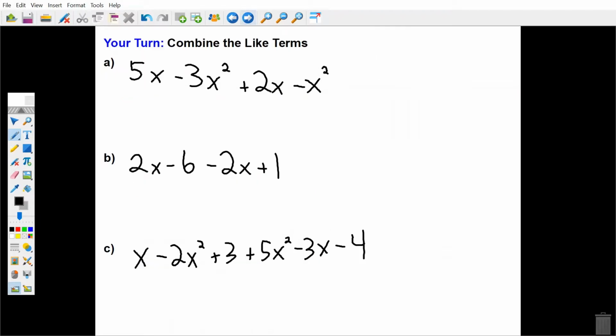Next, we've got a chance for you to give it a try. So please pause the video and attempt all of these on your own. When you come back, we'll put the answers up. Now that you've had a chance to attempt it, let's have a look at the answers.